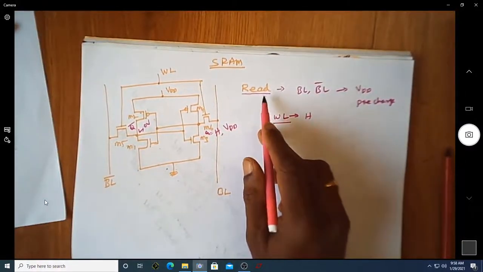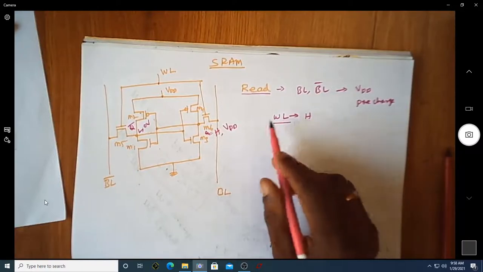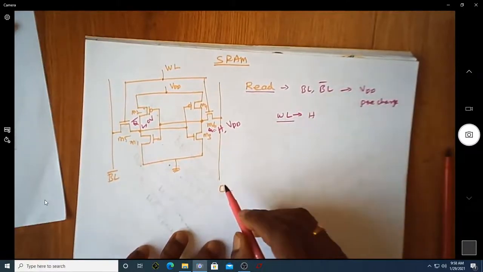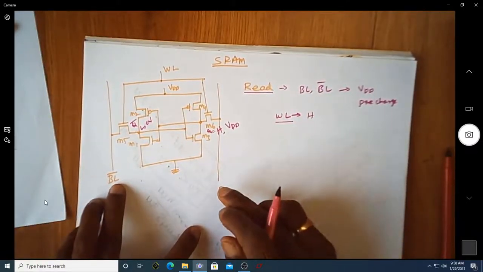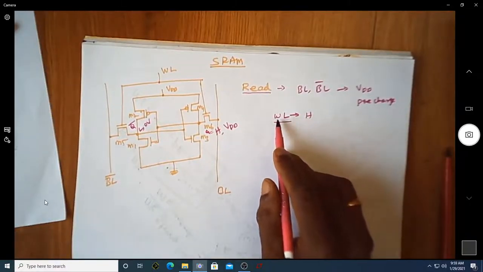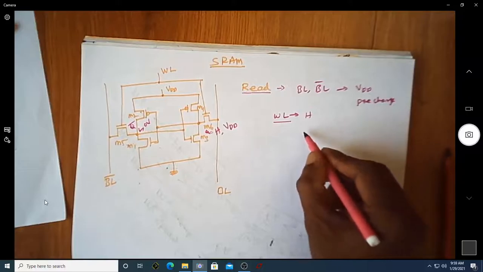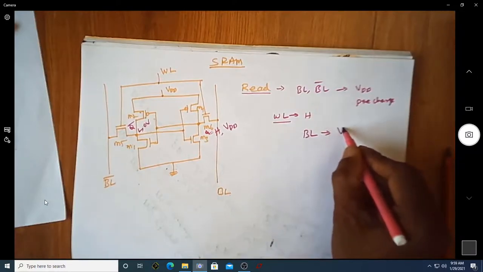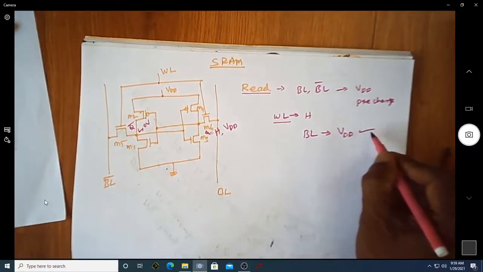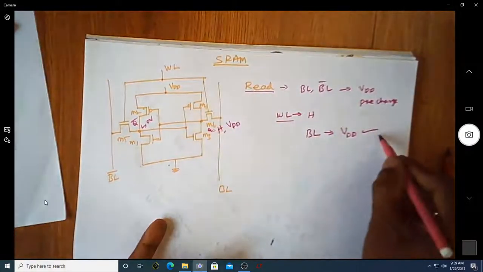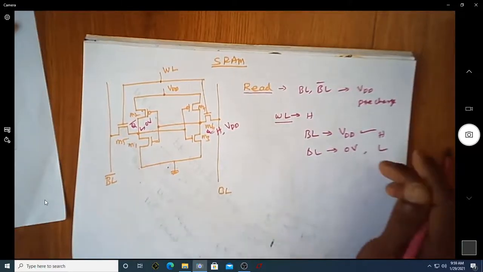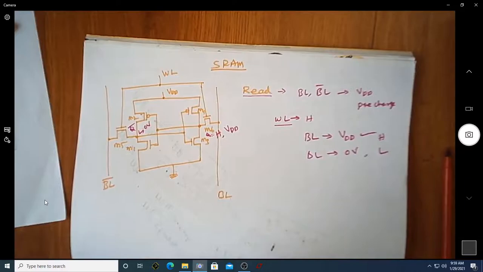Since I'm doing a read operation, I want to read the value stored in this particular bit. We know BL and BL bar have been made high. Upon making the word line high, after some time, if the bit line value retained is equal to VDD, then I'll say the bit stored in this SRAM is logic high. If the bit line becomes equal to 0 volt, then I'll say the stored value is low.